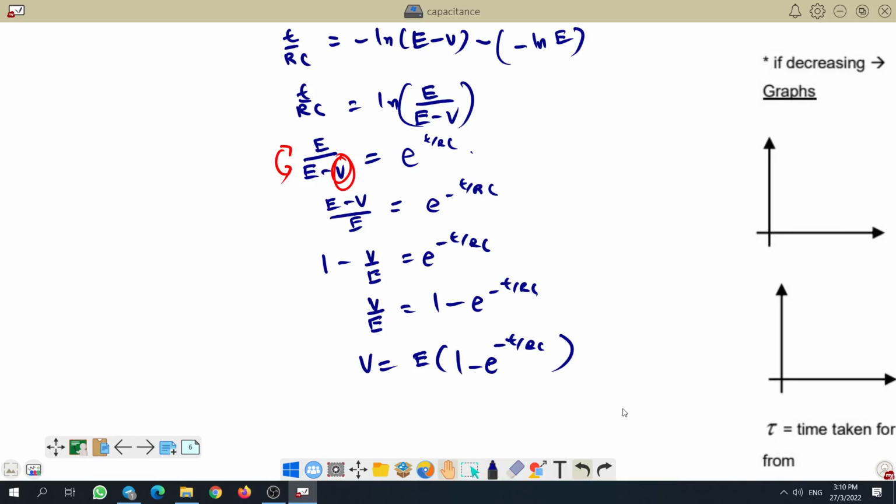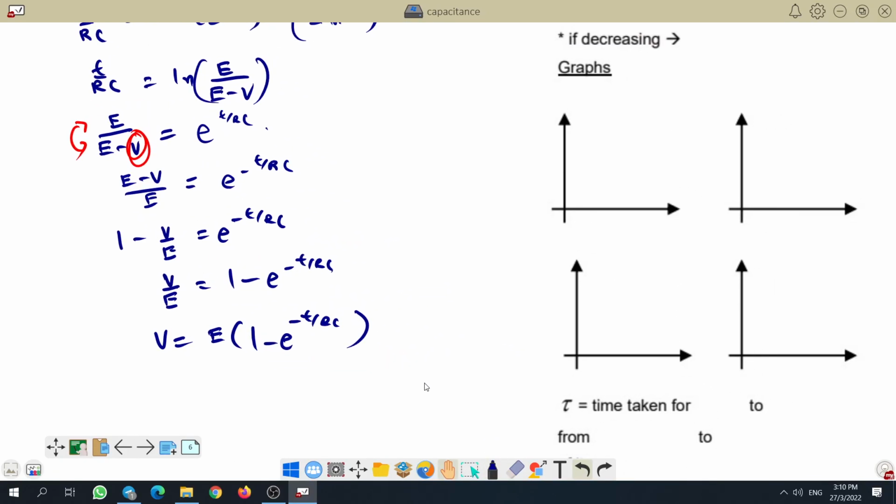Graphnya macam tadi, sir, tapi dia ada negatif and dia ada 1 minus. Iya, begini, sir. So this is V ataupun VC. Ini semakin kecil kan? So satu tolak semakin kecil. So you get nearer and nearer to 1, which means you get nearer and nearer to E. Which means E is asymptote. Actually like this. T. So that is for V.